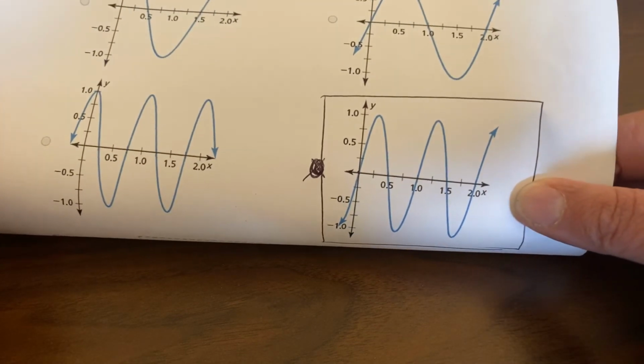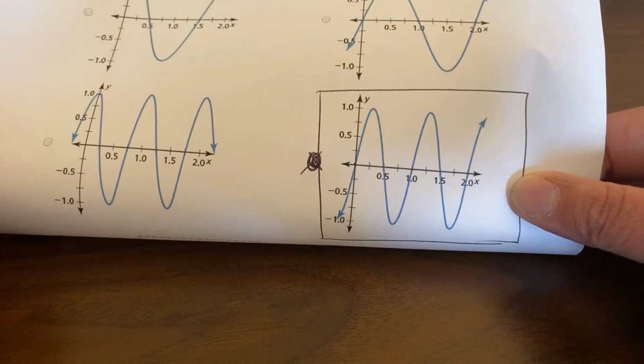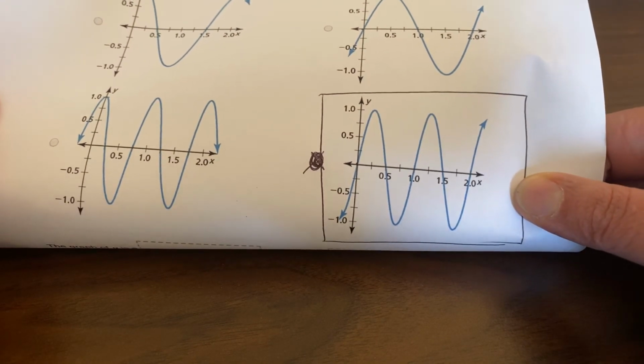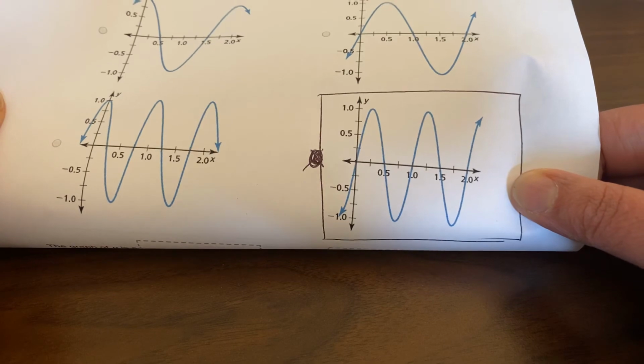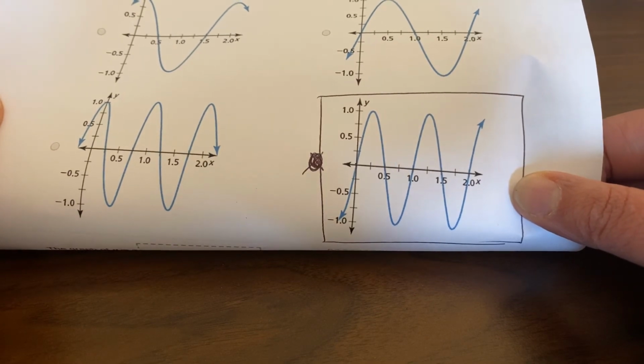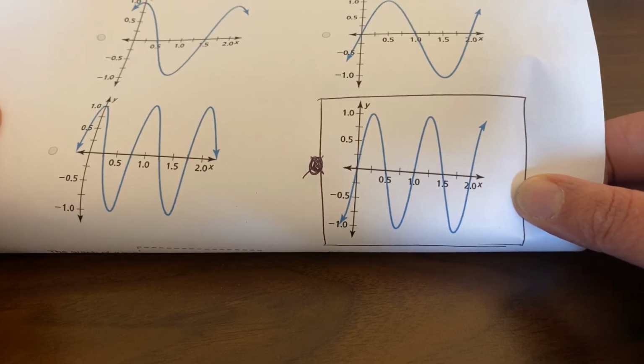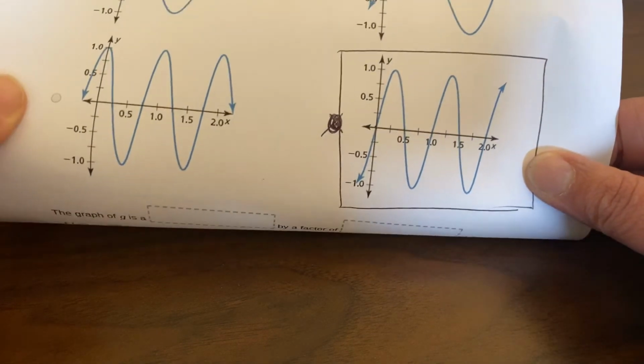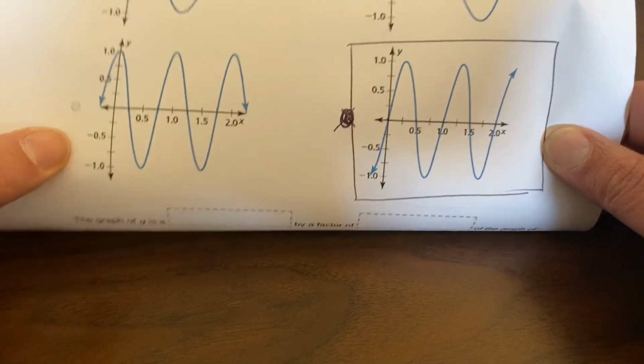And that leaves us with this last option here. It goes through 0, 0, and there is one complete cycle between 0 and 1, and they extend it out to 2, and you can see there's another whole cycle between 1 and 2. And so this last option is our graph.